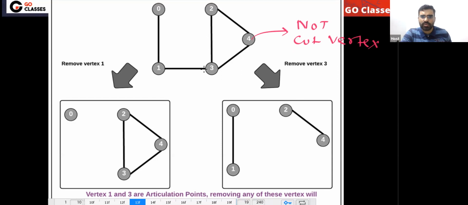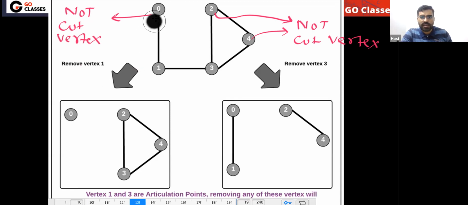Okay, this is not an articulation point. This vertex is not an articulation point. Similarly, this vertex 2 is also not an articulation point. This vertex 4 is also not an articulation point. And similarly, this is also not an articulation point. I can say this is also not a cut vertex. Cut vertex means articulation point. So this is also not a cut vertex.